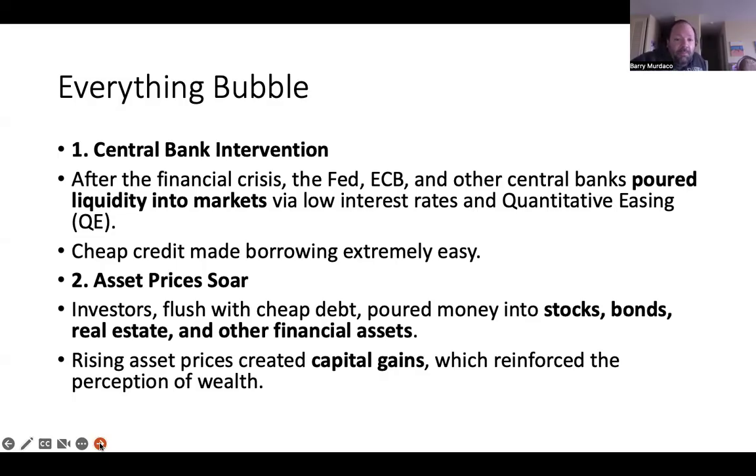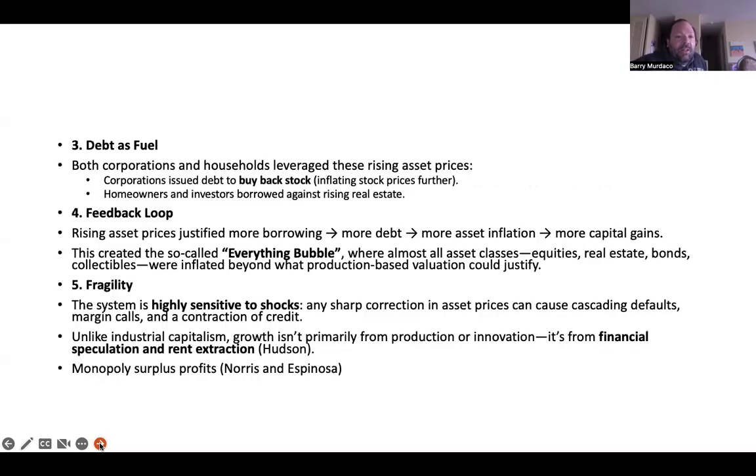Investors flush with cheap debt poured money into stocks and bonds. Like I said, rising asset prices created capital gains, which reinforce the perception of wealth. Capital gains is wealth that you get through ownership of stocks and bonds and real estate. The average person doesn't see any increase in this. You would have to own these things to see a significant increase in it. And owning one house isn't the same thing as owning multiple properties, by the way. And of course, many people don't own their houses.